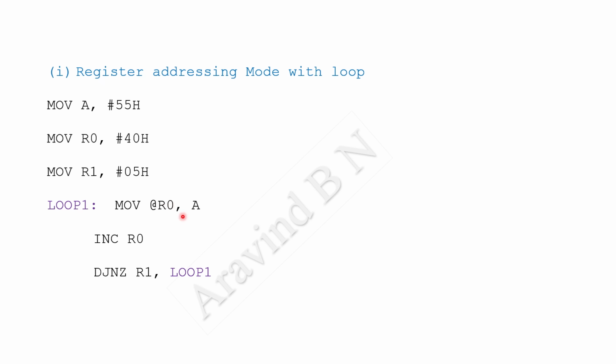Now this is the loop part we are going to have. MOV @R0, A, contents of A will be moved to the memory location pointed by R0, then INC R0, then DJNZ R1, LOOP1. Decrement R1, and if the value of R1 is not equal to 0, then move back to LOOP1. So this is going to complete the storing of the value to the memory for 5 memory locations. So this is the with loop concept.